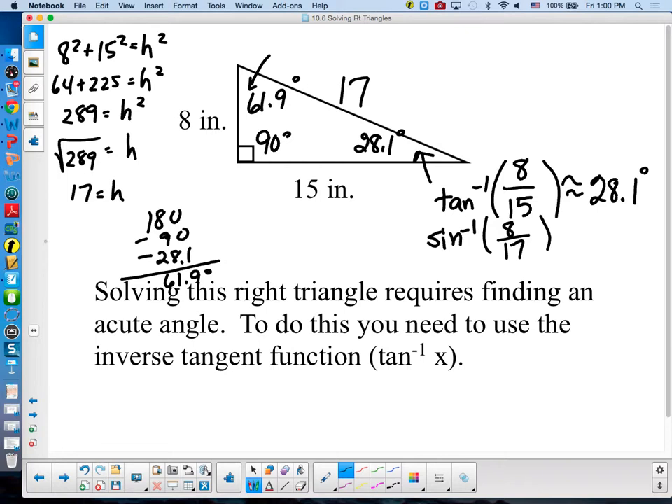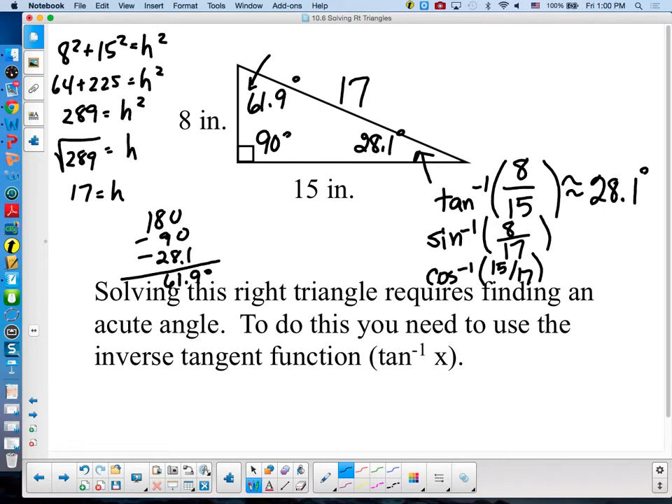Okay, and one more to try. What if you were doing cosine inverse? Cosine is adjacent over hypotenuse. So that would be 15/17. So cosine inverse of 15/17. So which one to use is up to you. Not always will you have all 3 numbers.